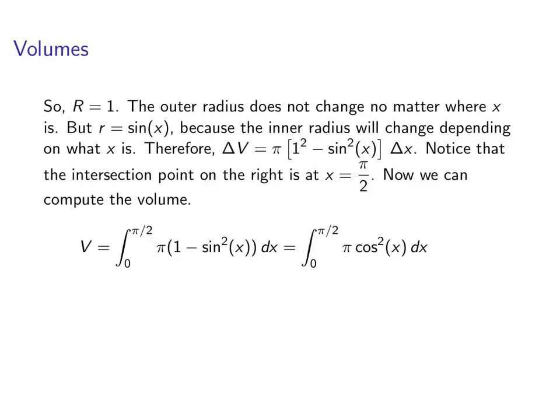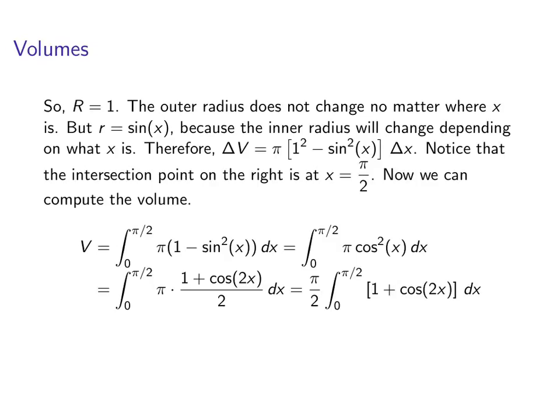1 minus sine squared x is just cosine squared x. And then we have to use a half angle formula. Remember that when we want to anti-differentiate an even power of sine and cosine, we have to use half angle formulas. Okay, I'll just pull the pi over 2 out. That's no big deal. And then it's not too hard to write down an antiderivative of 1 plus cosine of 2x. You should get x plus 1/2 sine of 2x. And this is evaluated from 0 to pi over 2.